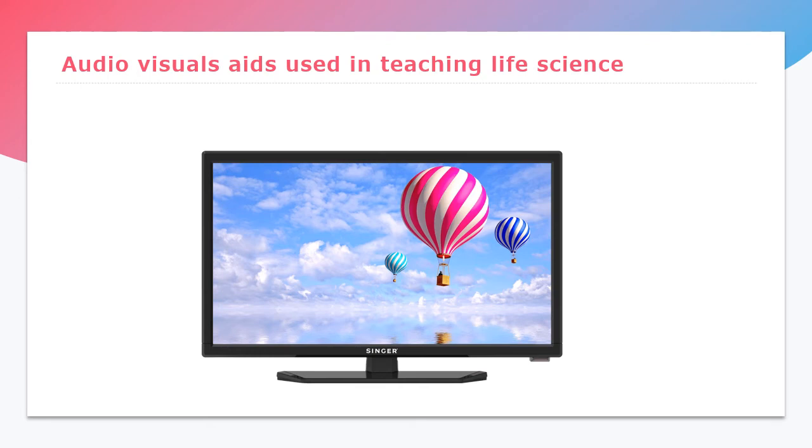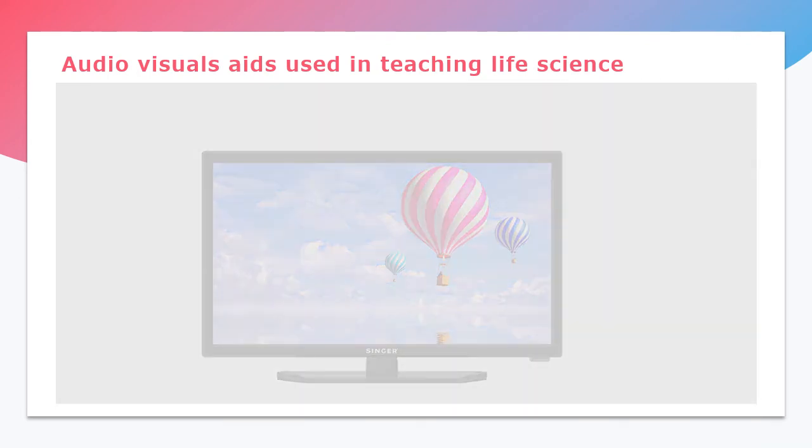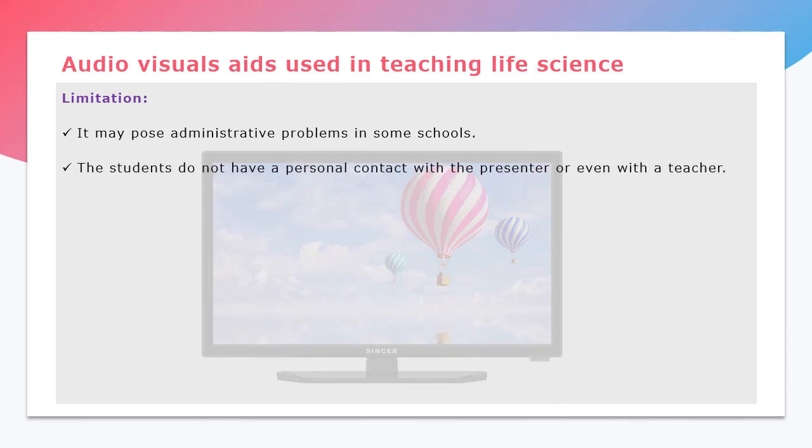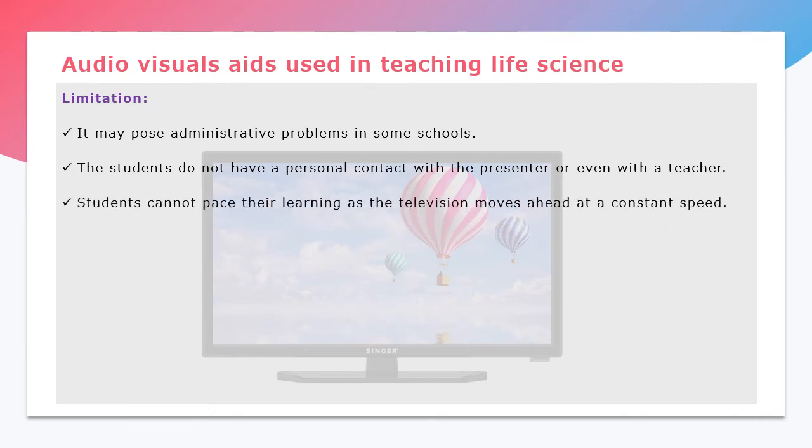Television has significant educational values, but the possible limitations of television as a teaching aid are: it may pose administrative problems in some schools. The students do not have personal contact with the presenter or with the teacher. Students cannot pace their learning as the television moves ahead at a constant speed. It could lead to a class of passive students.